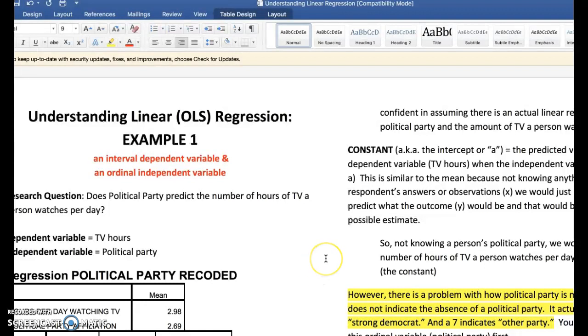So this is basically linear regression in a nutshell. All the output you get, all the little pieces, and what it means. So if you have questions, let me know, and good luck.